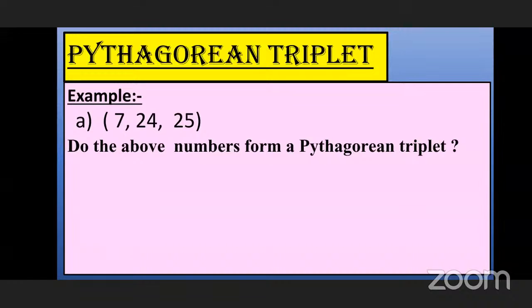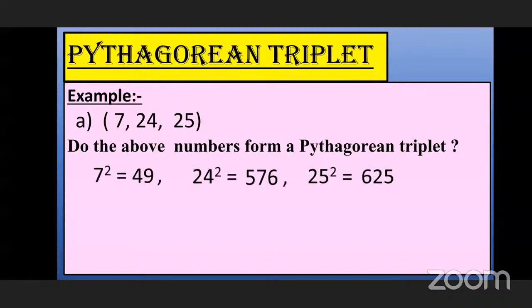To check whether these numbers make a Pythagorean triplet or not, we have to find the squares of each of the numbers. The square of 7 is 49, the square of 24 is 576, and the square of 25 is 625. Among these three, 25 is the biggest number, so it is the hypotenuse, and the other two numbers are the legs, that means base and height.